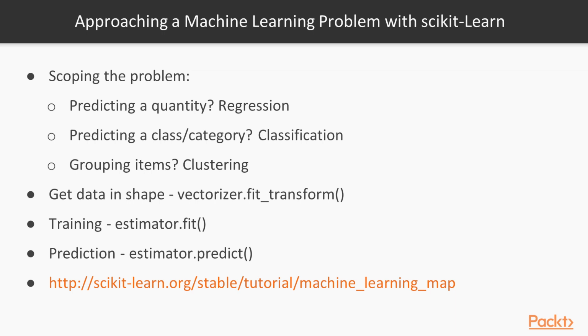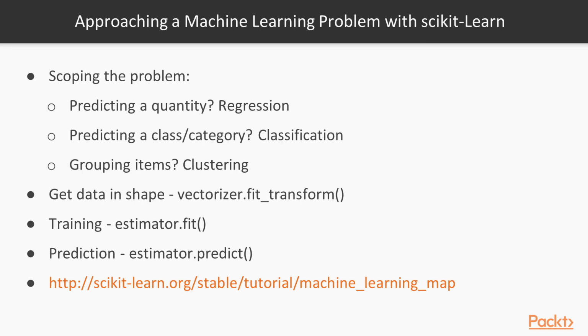So the first step when doing machine learning is always to understand the problem and scope it correctly. As an overview, the main problems that we're going to discuss also in the upcoming videos are the following: regression, which is the task of predicting a quantity; classification, which is the task of predicting a class, or if you prefer, assigning an item into a particular class; and clustering, which is the task of grouping items that belong together.